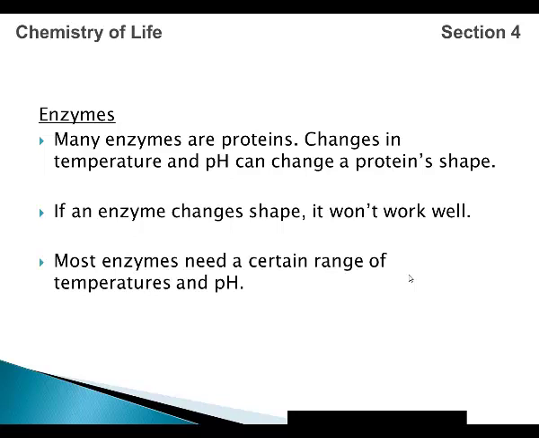Many enzymes are proteins, and changes in temperature and pH can change a protein's shape. This is the reason why our body has to maintain a constant internal temperature. If the temperature of our body goes too high or too low, the protein structures inside of our body change. When the protein structures change, the active site will not work the way that it's supposed to. So our body cannot efficiently go through the reactions it needs to in order for us to stay alive.